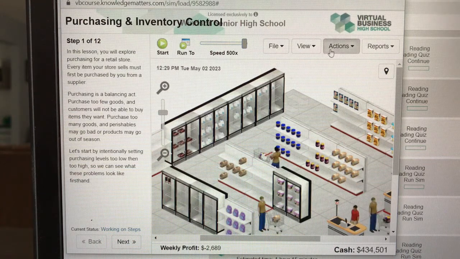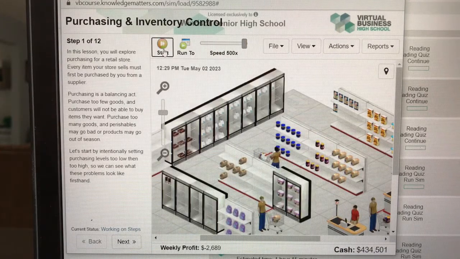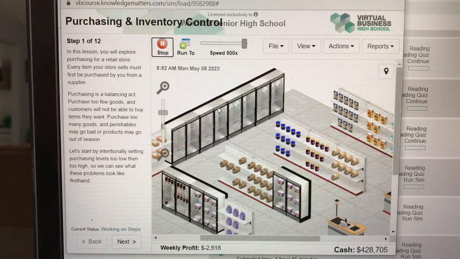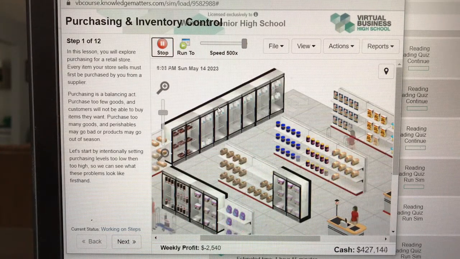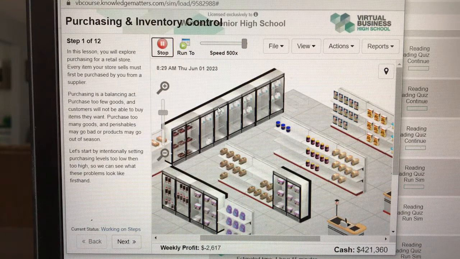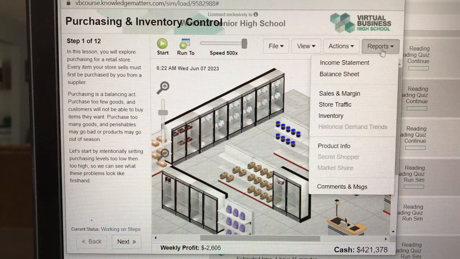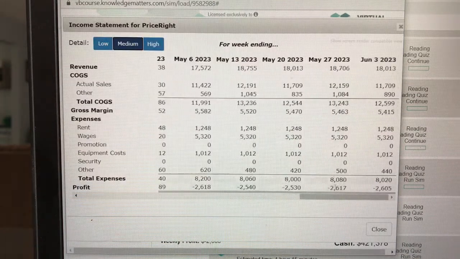Okay. And then I'm also going to change my global. I'm just going to change my global to 300 units for everything. And that way I definitely have plenty of stuff in the store at one time to order. Okay, so now the issue is I have some things that must be expiring.